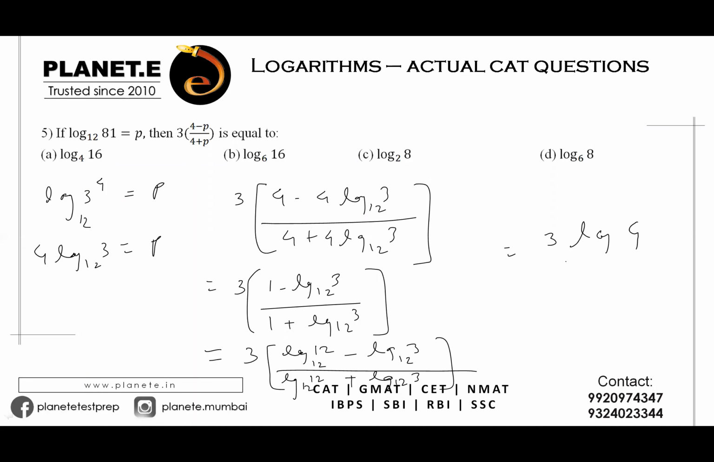So 3 log 4 upon, then I'm left with 12 into 3 is 36, right? So log 36 I can write log 6 square, which I can simplify as 2 log 6. This is how I can write it. Yes or no? So this I can further simplify because I have to look at the options and see which one is satisfying. So this I can continue as 6 log 2, right, upon 2 log 6.